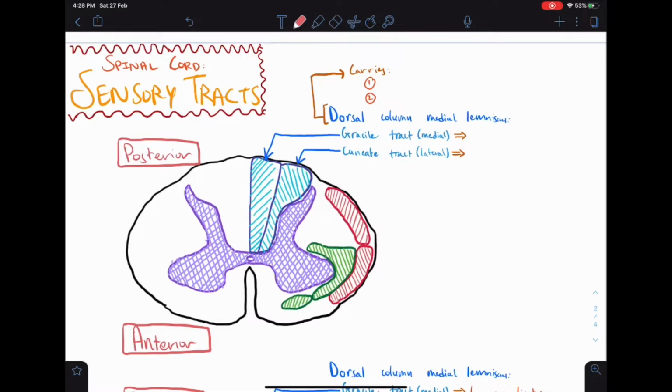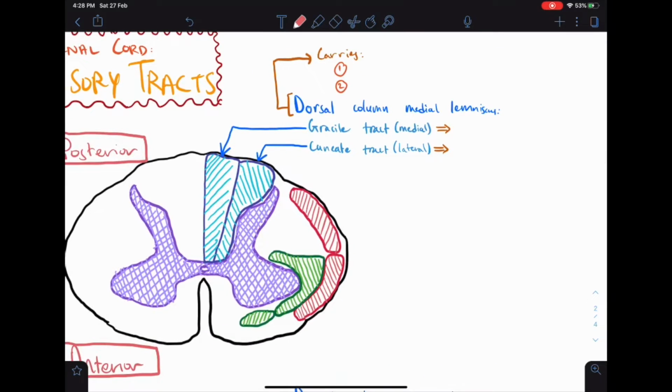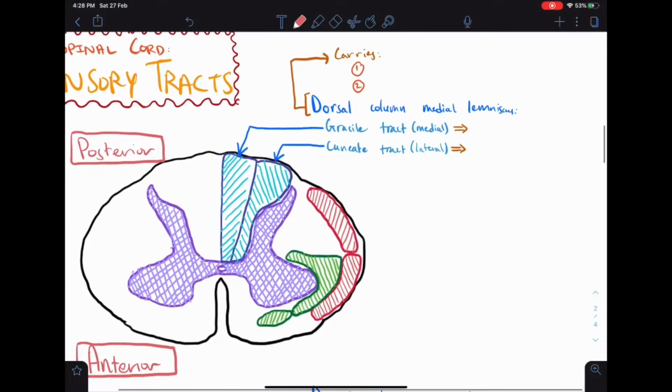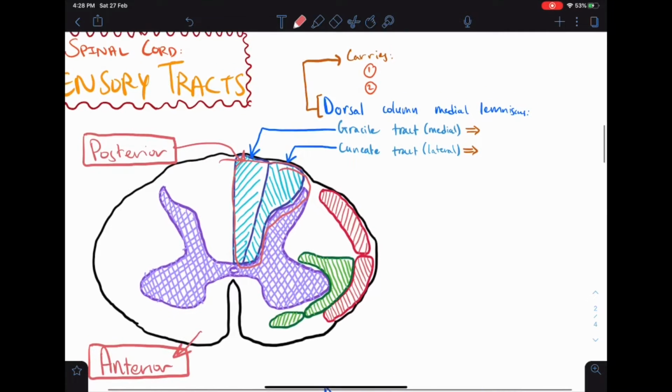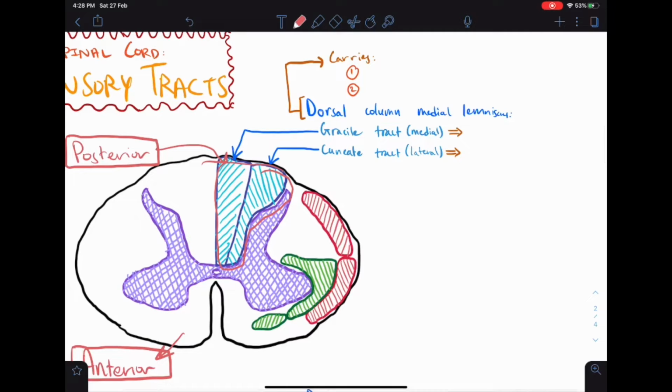Now, where exactly each one is found, we will start first with the dorsal column medial lemniscus. From its name, it says it's a dorsal column, so it is found dorsally. And you can see here that this is posterior, hence the dorsal column medial lemniscus is in the dorsal part of the white matter. And on this side you have the anterior as well. Now, the dorsal column medial lemniscus has two different subdivisions, the gracile and the cuneate.